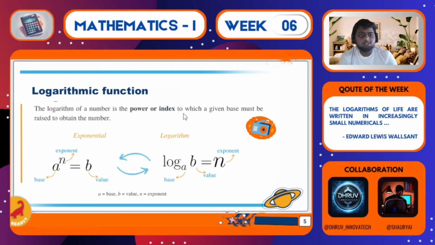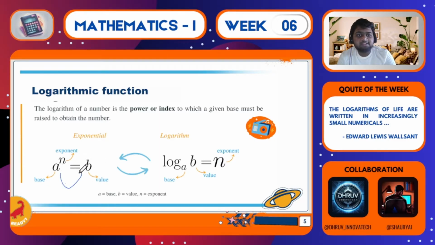Let's start with the first topic, logarithmic functions. The logarithm of a number is nothing but the power or the index to which a given base must be raised to obtain the number. As previously we have learned exponential functions, which we can write as a to the power n is equal to b. Here you can observe that n is the exponent to which the power is raised, a is the base and b is the value to be obtained.